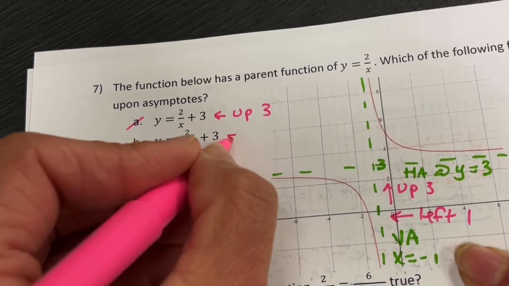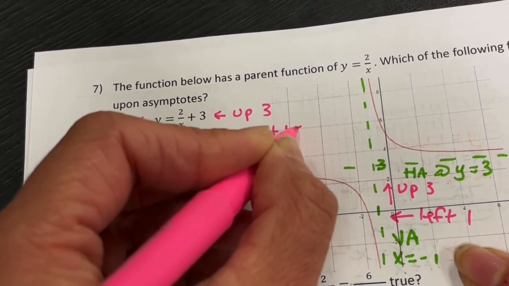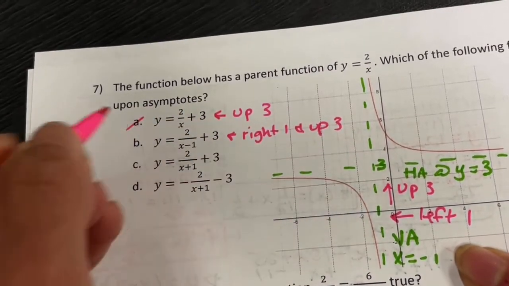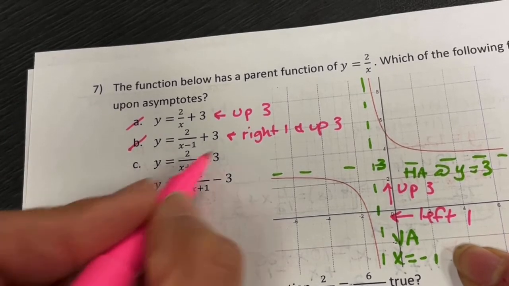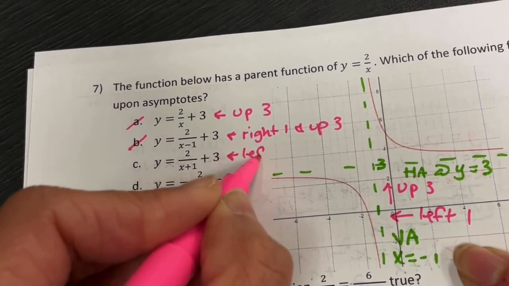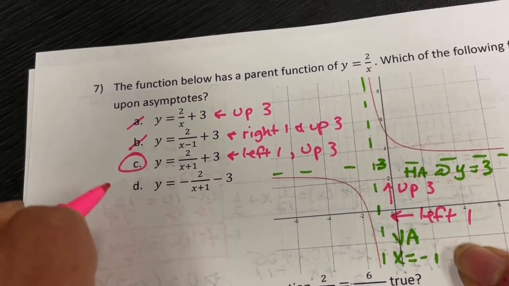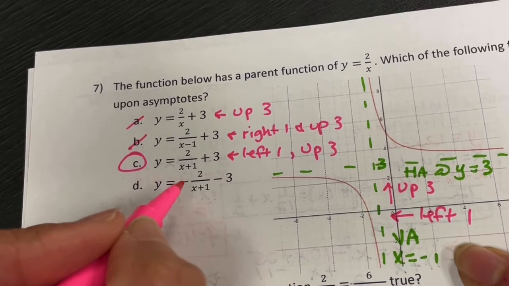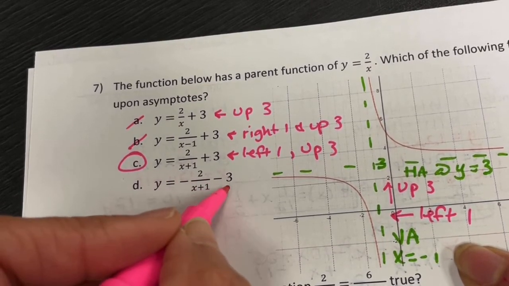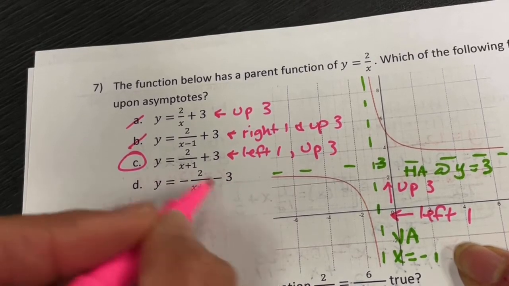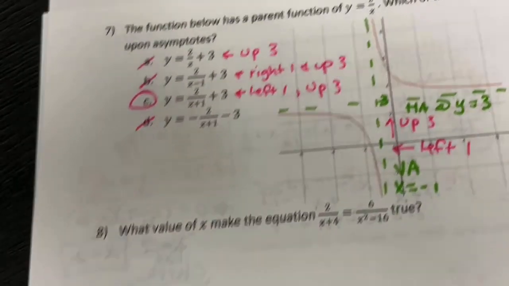This one goes to the right 1. That's what that x minus 1 means, and up 3. So it's got the up 3 part, but it doesn't have the left 1 part, so that's not it. This one, that plus 1, means it is going to the left 1 unit and up 3 units, so C is the answer. D is wrong because it has a negative out front. That means it's a reflection. It is going to the left 1, but this -3 means it's going down 3, so there's a lot wrong with that one. So C was the correct answer.